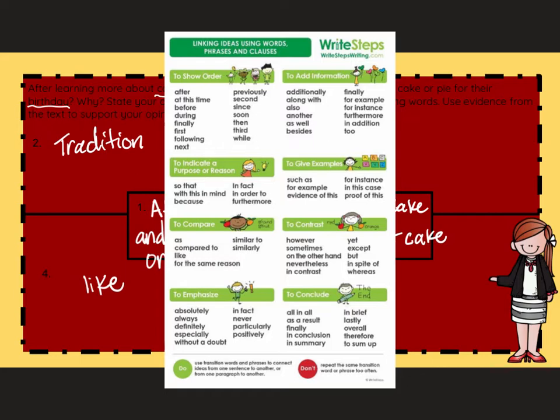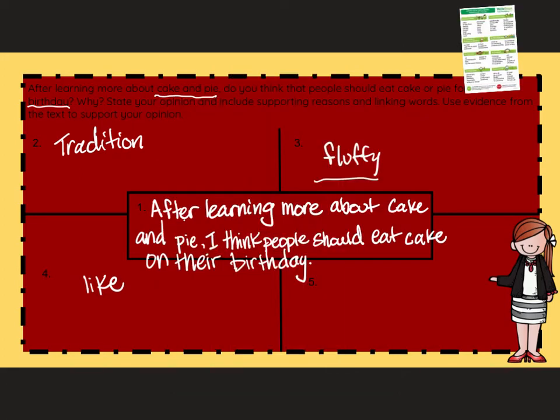All right, so wonderfully enough, in your conclusion sentence, great ones to use are in the "to conclude" section of our linking words. So I think overall might be a really good one. I'm going to say overall, which is one that needs a comma after it. And then I'm going to say something about cake being better than pie for the birthday.